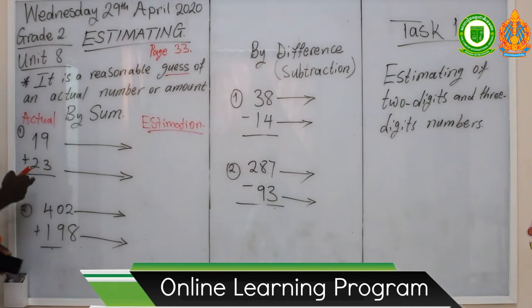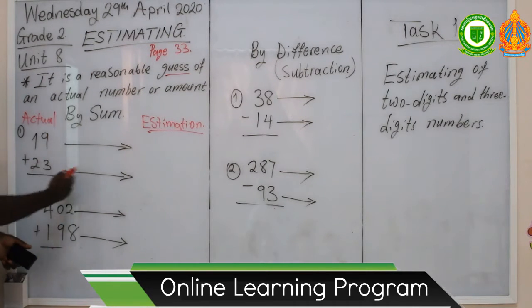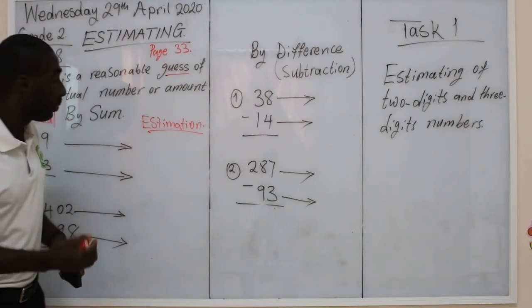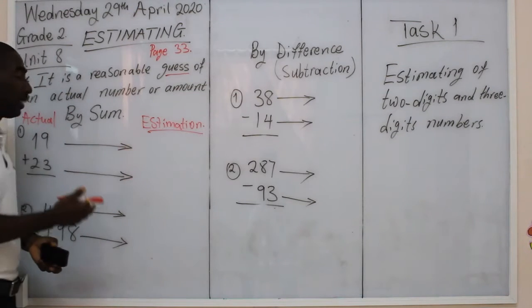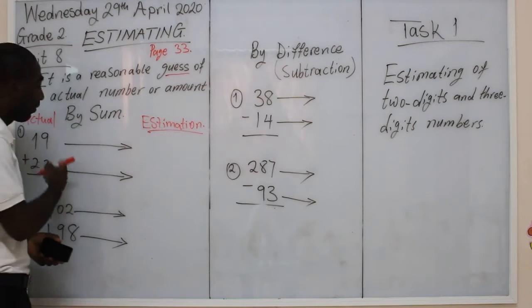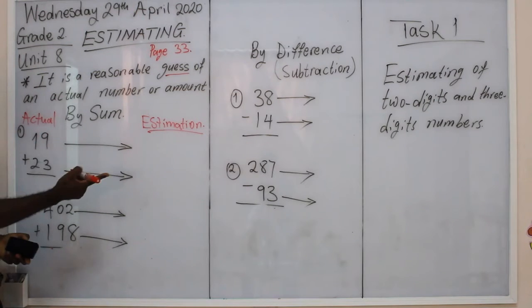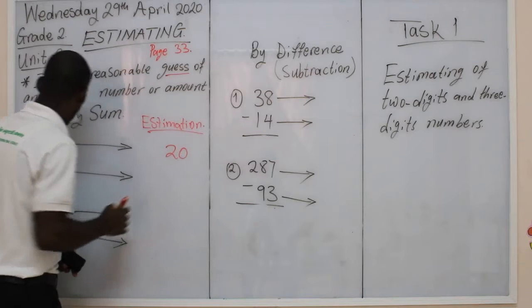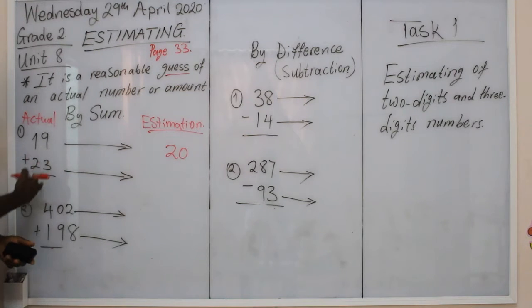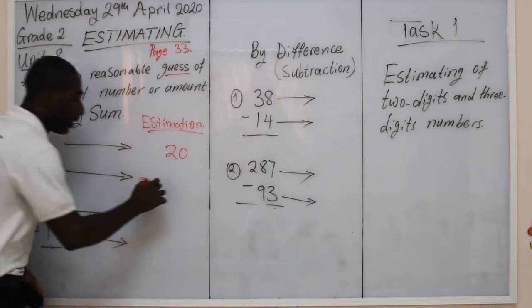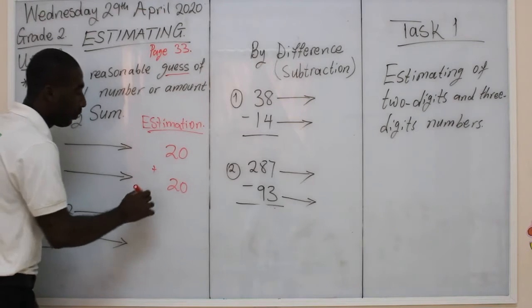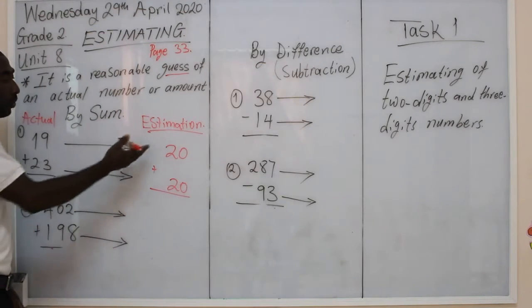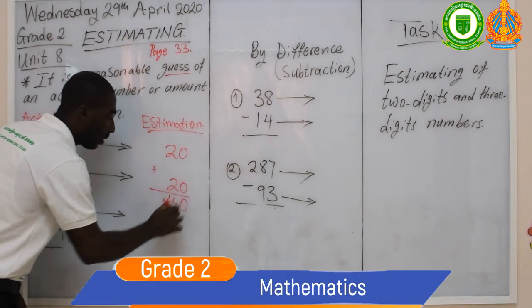We have 19 plus 23 here. We have to add it up. So this side is the actuals and then this side is the estimation. So with 19 we have to find the estimation of 19. 19 is very close to 20. So we have to estimate this 19 to 20. Okay? 23 is also very close to 20. So you have to estimate that to 20. Now we are doing addition, which is sum, so we have to bring our sign here. 20 plus 20 will give us 40.